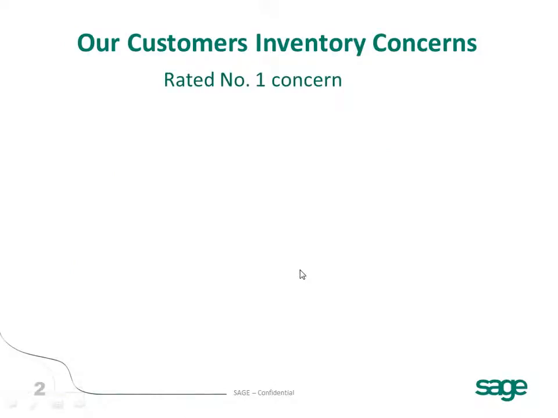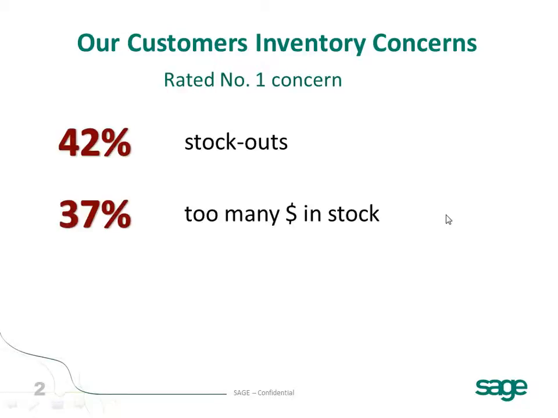So to understand this, let's understand a little bit about what customers' key issues are. We did a bit of a review and asked our customers what are their number one issues that they're faced with on a day-to-day basis as it relates to inventory. 42% came back and said to us their biggest concern, and by far, is the issue of stockouts, having to manage that on a day-to-day basis.